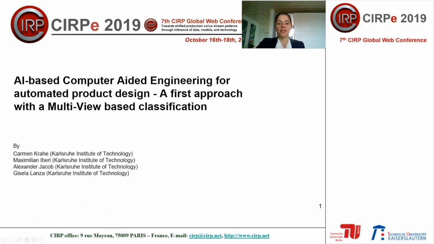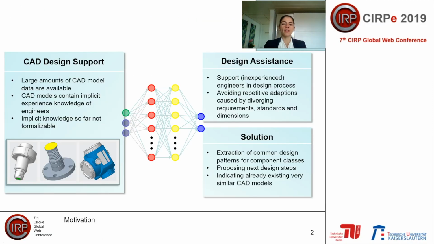So what is the current initial situation we are confronted with in our paper? We say that in a lot of companies there exists a large amount of already existing CAD models, and those CAD models contain a lot of experience knowledge of designers, because those CAD models, respectively the corresponding products, have already been successfully produced and sold. The problem is that this implicit knowledge is so far not formalizable, so it's not possible to express this knowledge in rules, and so it can't be handed over to other designers, to new designers, and to inexperienced designers.